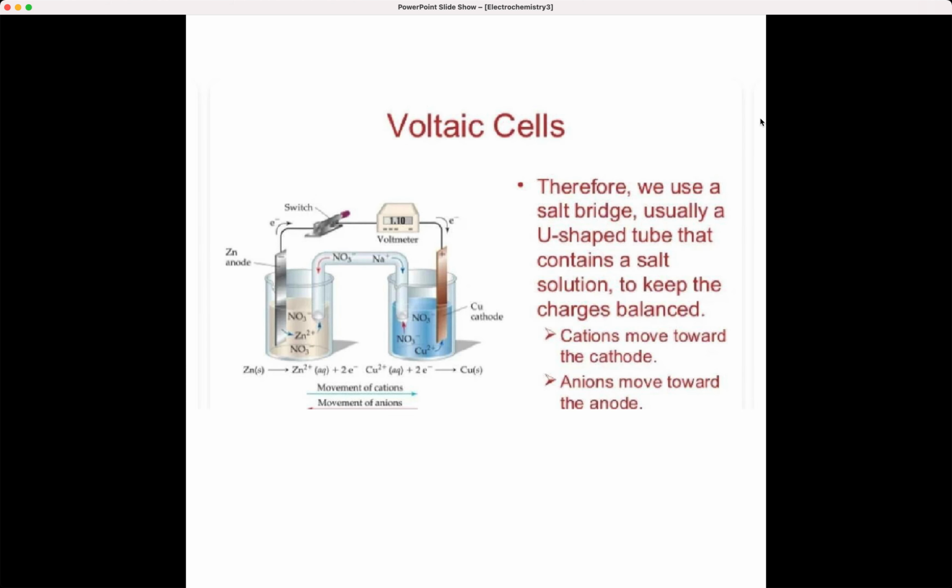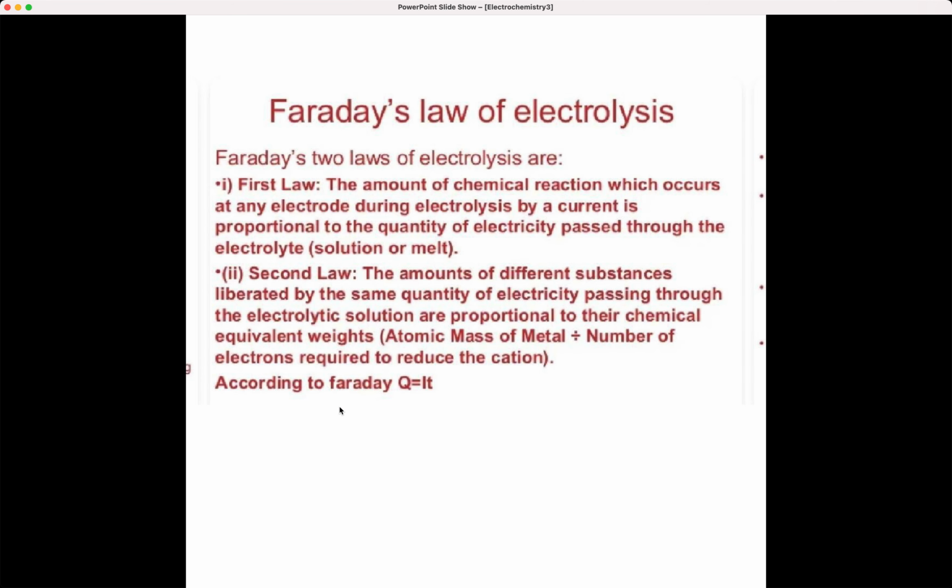Okay, now the voltaic cell, already we went through that part. You can just look here for reference, and in an earlier session also I have conducted this part: cations move towards the cathode and anions move towards the anode. Here zinc is the anode and copper is the cathode. As you can see, the voltmeter over here with the switch, the right hand blue arrow shows the movement of cations, and this one shows the movement of anions.